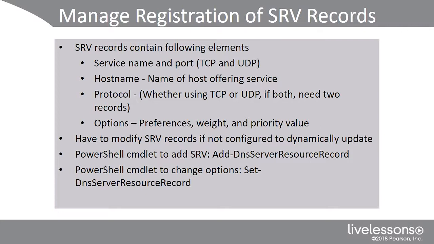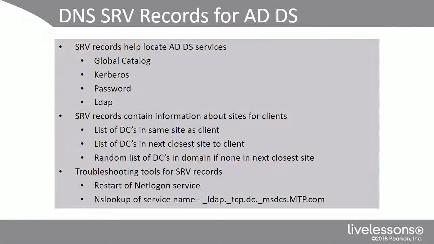When you want to add an SRV record, you're going to use the Add-DnsServerResourceRecord. If you want to modify settings like the preference or the weight or the priority, you can use the Set-DnsServerResourceRecord. So this is information about these records and how we manage these records. And I mentioned services, but I haven't really told you which services. The Global Catalog Service, Kerberos, Password Service, and LDAP Service.